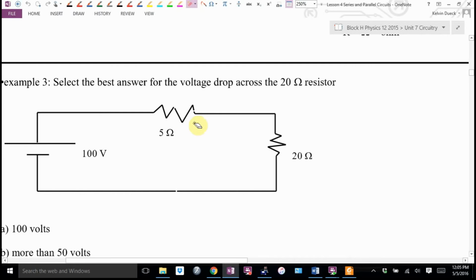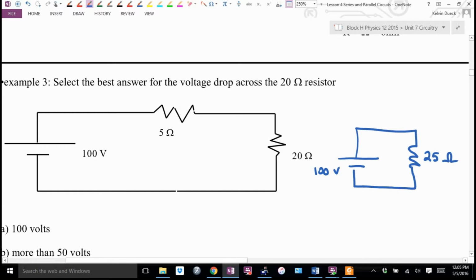These two resistors are in series. There's no junctions between them. You agree with me? That means I can replace this with one 25 ohm resistor. I can add them together. The mathematically identical circuit, and we're going to draw this to the right, is this: battery, one single resistor, where the battery is still 100 volts, but mathematically, a 5 ohm followed by a 20 ohm resistor is the same as a single 25 ohm resistor. Now, why is that so handy?